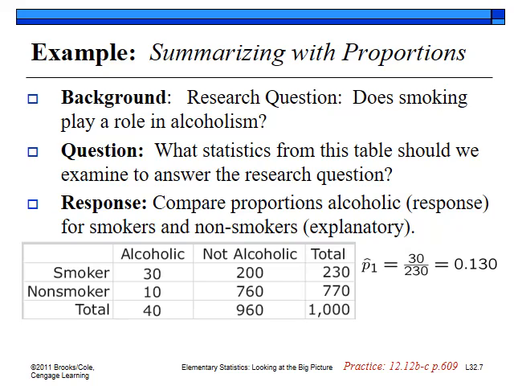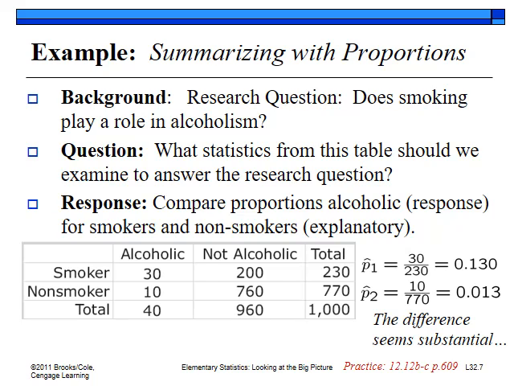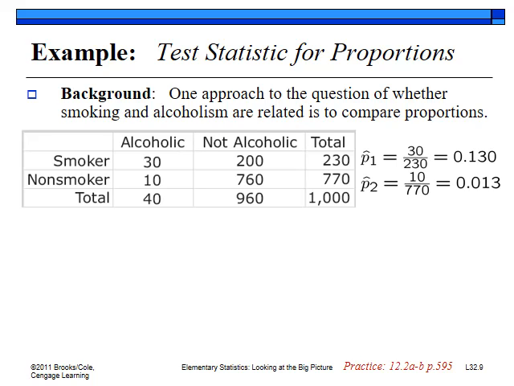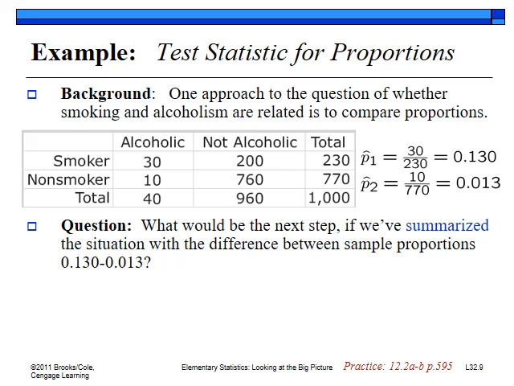P1 hat is 30 out of 230. Notice that's a conditional proportion. It's 0.13. Within the second group, P2 hat is 0.013, 10 over 770. That seems like a pretty big difference. So looking at these two sample proportions, where would we go from here?